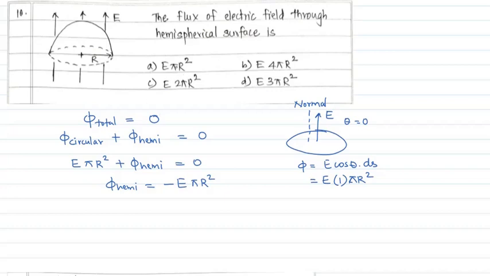Among these options, E into pi r square is option A. Option A. Clear, students? Okay. So again, further from 11 to 20 I will be taking in the next video.